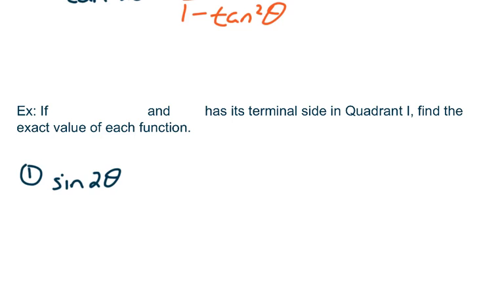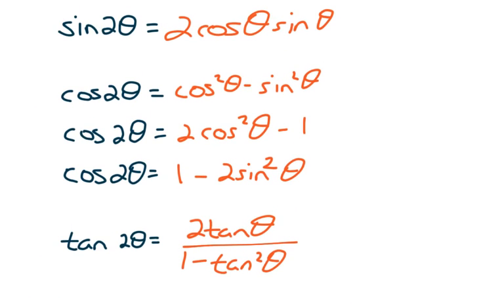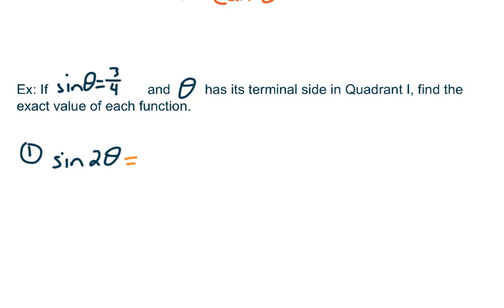So if the sine of theta is equal to 3/4, and theta has its terminal side in quadrant 1, find the exact value of each function. And we're going to start with the sine of 2 theta. So the sine of 2 theta, if we're going to use that identity, let me scroll back up there, sine of 2 theta is equal to 2 cosine theta sine theta. Okay, so this is equal to 2 cosine theta times the sine of theta.